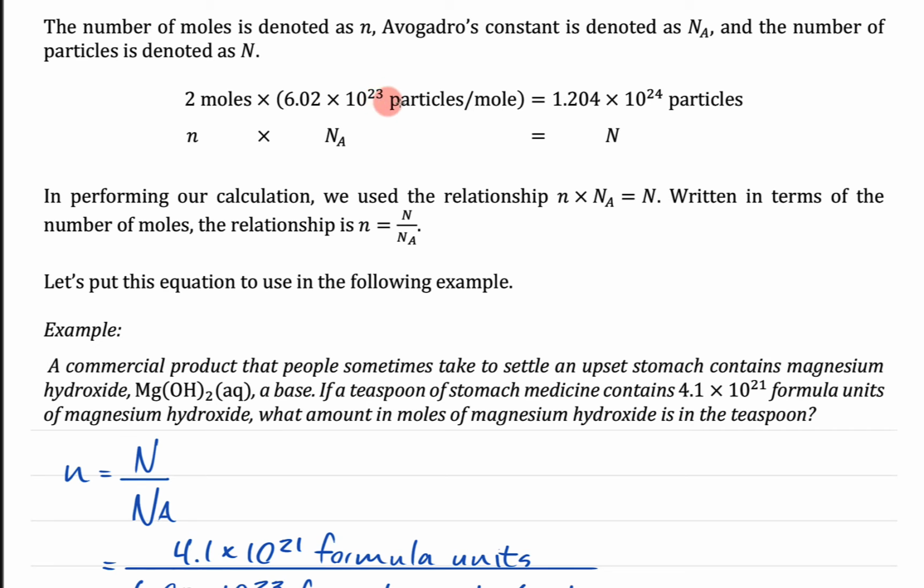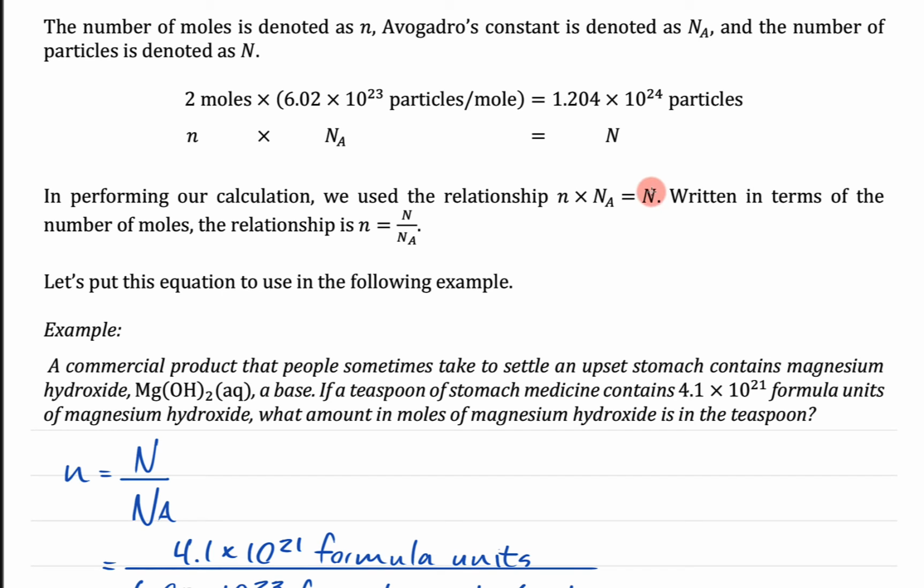And then in this problem, we calculated that the number of particles was 1.204 times 10 to the 24. And so in calculations, we denote the number of particles with a capital N. So in performing this calculation, we multiplied the number of moles by Avogadro's constant, and that gave us the number of particles. So this is the relationship that we made use of. We multiplied the number of moles by Avogadro's constant to get the number of particles.